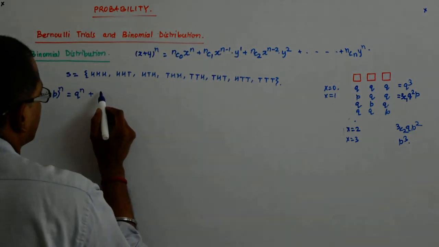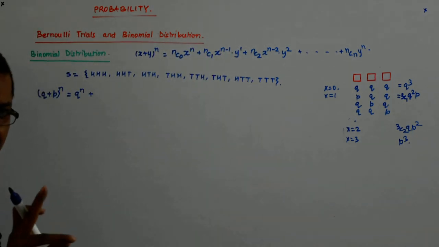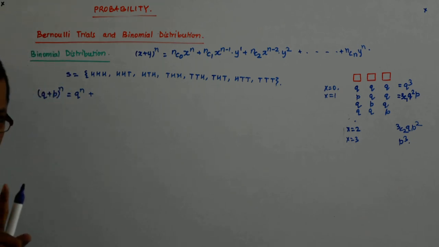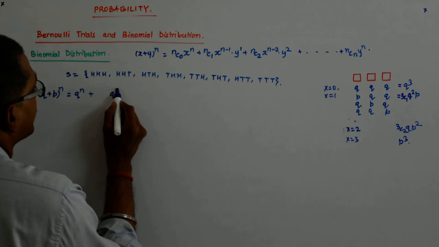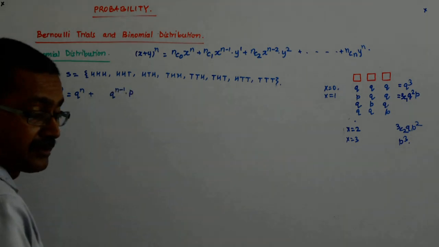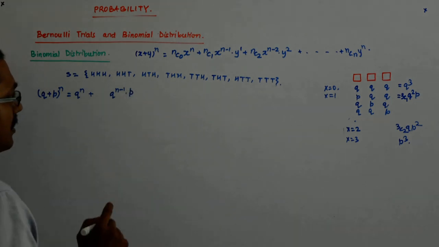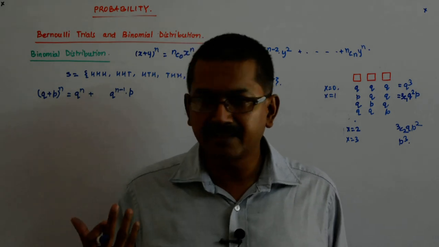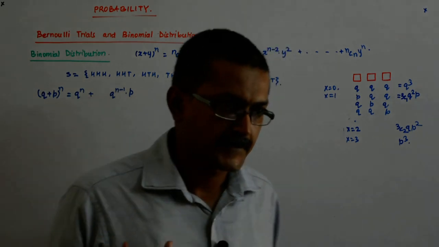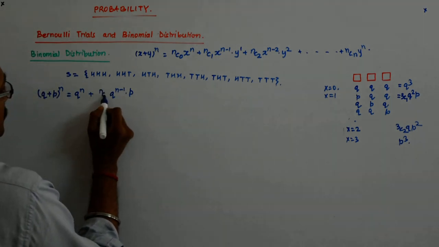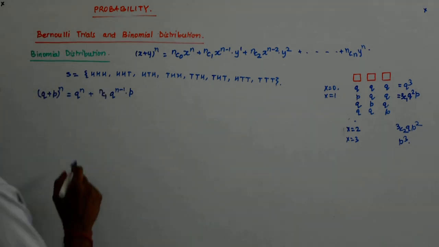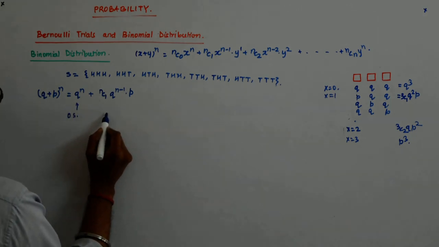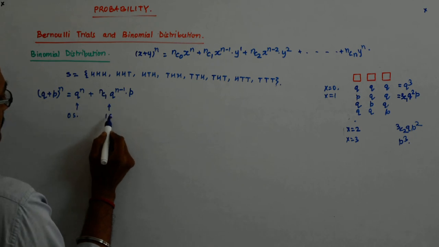Again, one of them now becomes a success. So the rest will be n minus 1 Q's and 1 P, whose probability is Q to the power n minus 1 into P. And the box in which you have put P can be selected in how many ways? NC1 ways. So that's why it is NC1. So this tells you zero success. This is one success.